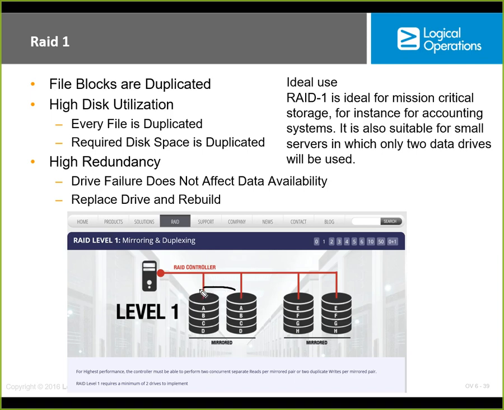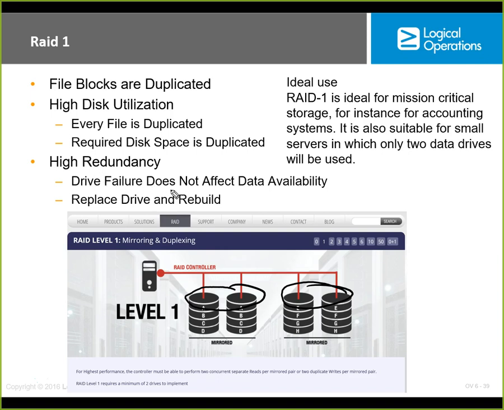These 2 drive sets would have the same data, and these 2 drive sets would have the same data. Separate drive sets. File blocks are duplicated. High disk utilization because we need twice the number of disks, because we're saving everything twice. Required disk space is duplicated.